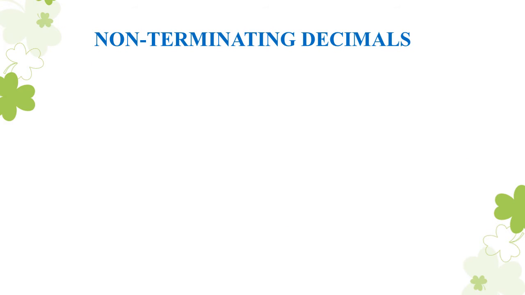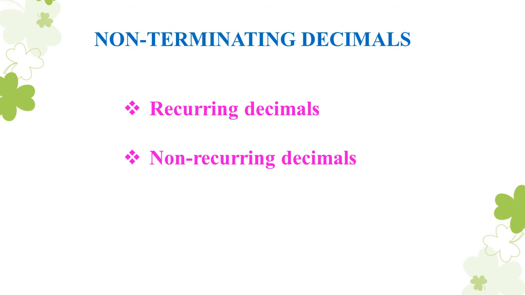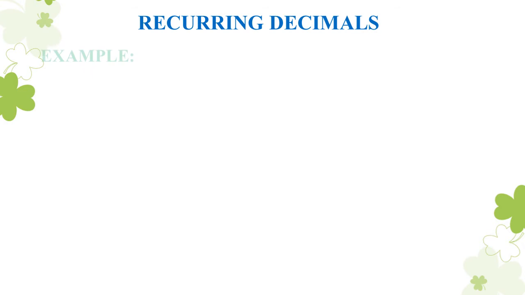Next, non-terminating decimal. A non-terminating decimal is a decimal with an infinite number of digits after the decimal point. Non-terminating decimals have two types. First one, recurring decimal, second one, non-recurring decimal. A recurring decimal is a decimal in which some digits after the decimal point repeat without terminating. Let's see the example of recurring decimals.